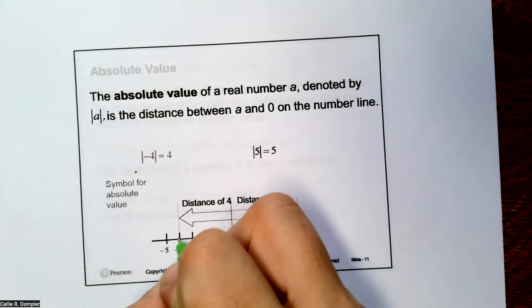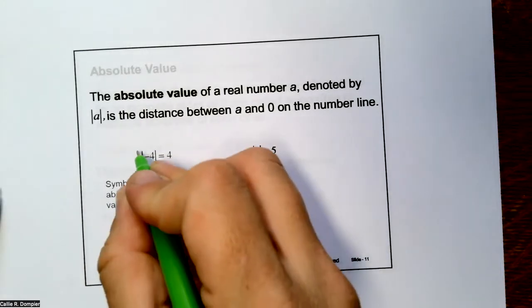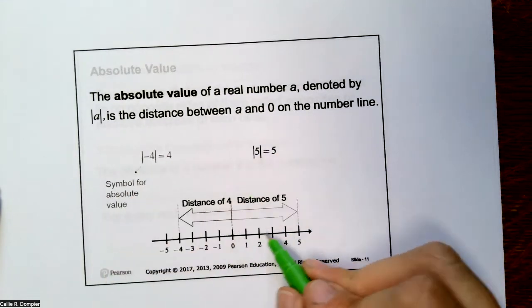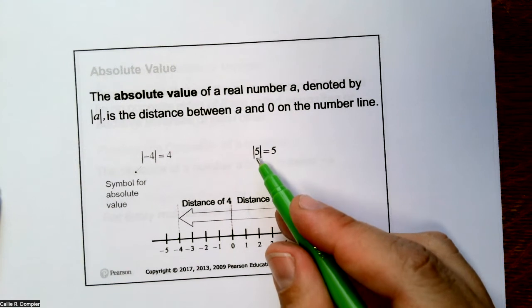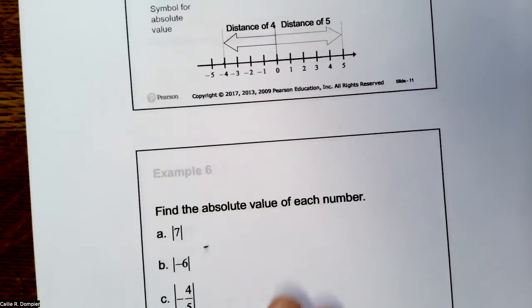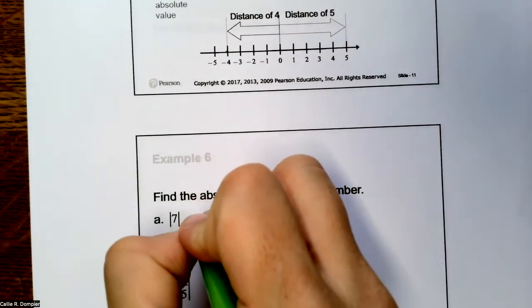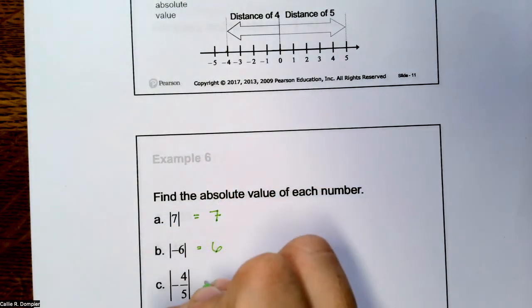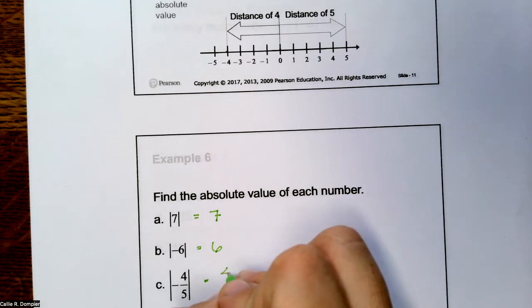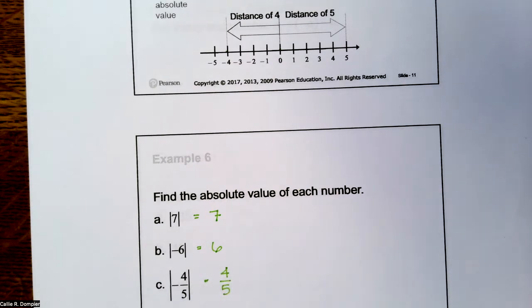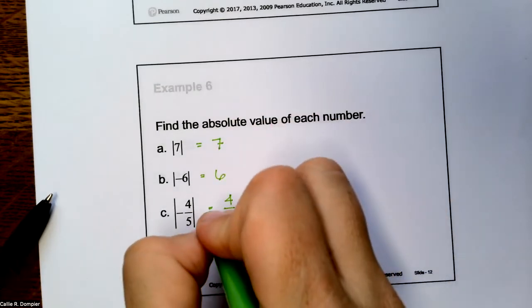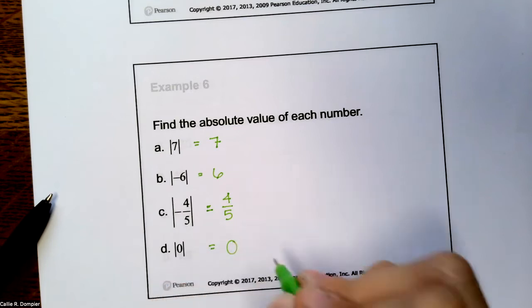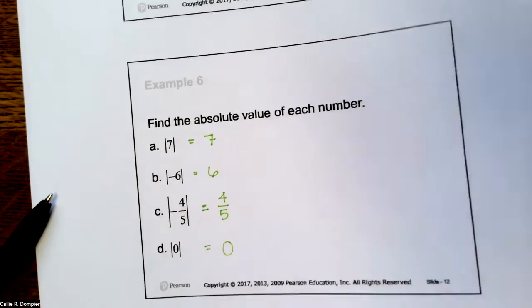So between -4 and 0, we have a distance of 4. So the absolute value of -4 is 4. Between 0 and 5, we have 5 units, so the absolute value of 5 is 5. The absolute value of 7 is 7. The absolute value of -6 is 6. The absolute value of -4/5 is just 4/5 of 1 unit away from 0. That's supposed to be an equal sign, not a negative. And then 0 is 0 units away from 0. It's not a trick question.